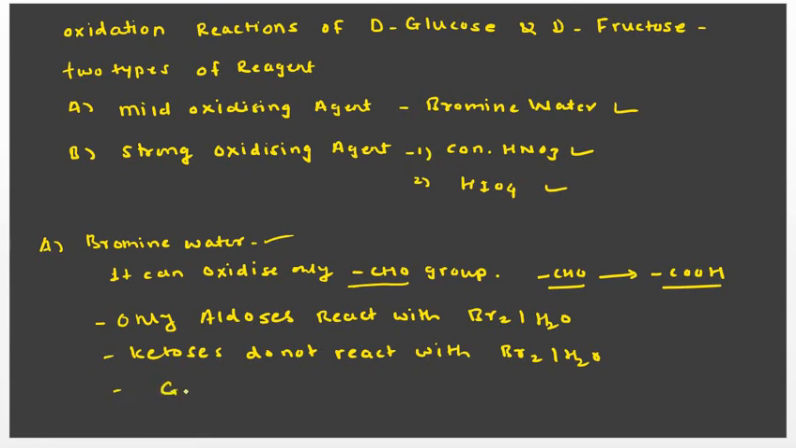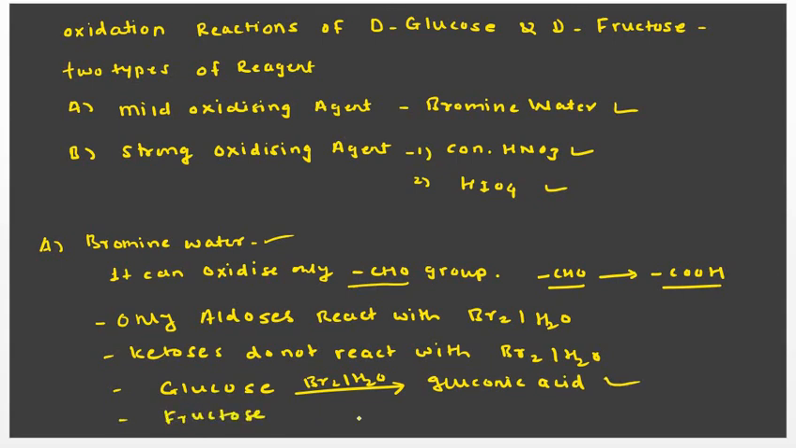So we can say that glucose on oxidation with Br2 and H2O forms gluconic acid, remember, gluconic acid. Okay, so glucose can be converted into gluconic acid, but fructose does not react with this bromine water to give any product. So this is about the oxidation of D-glucose and D-fructose using bromine water. Now we will see the reaction.